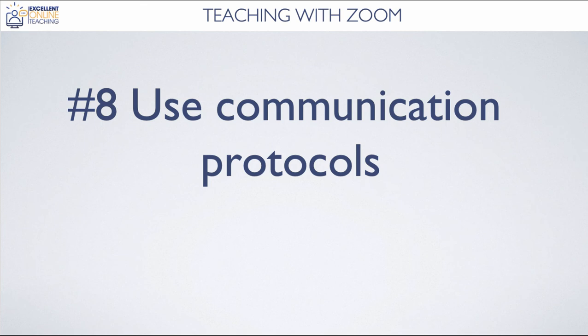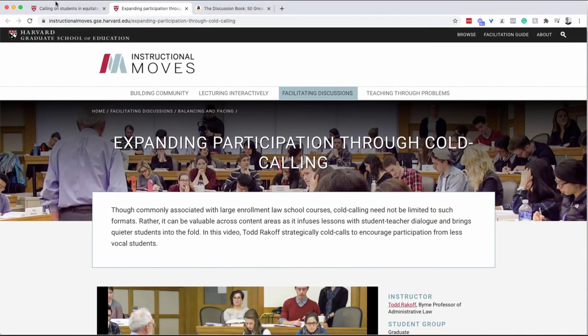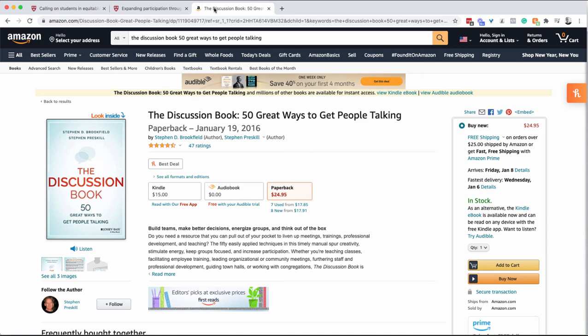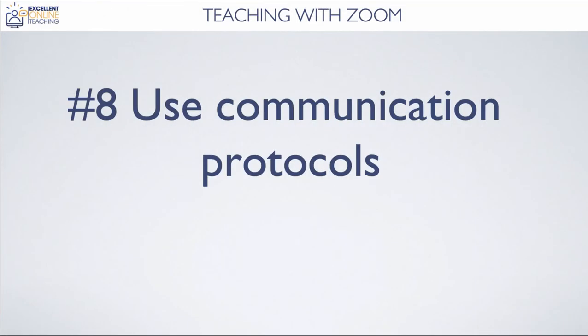So, a lot of different types of protocols. Some great protocols can be found in Brookfield and Preskill's book, The Discussion Book: 50 Great Ways to Get People Thinking. I don't know why it only has 47 ratings. It's absolutely fantastic. It's one of those you'll keep on your desk, so I would highly recommend it.